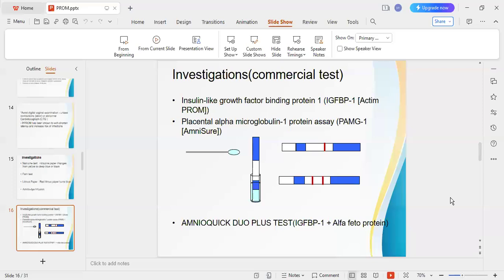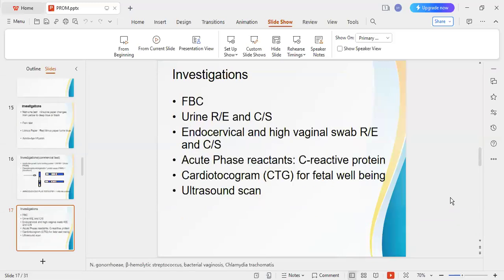We also have the Amnioquick Duo Plus test, which is a combination of the insulin-like growth factor binding protein with alpha fetoprotein. We also test for these two proteins, and when they are present, it is positive and highly indicative of PROM. So other investigations that can be done include a full blood count. These are the routinely done investigations that are common in our setting. Full blood count, where we are interested in the WBC count because of certain complications that the mother can develop, which we'll talk about later on.